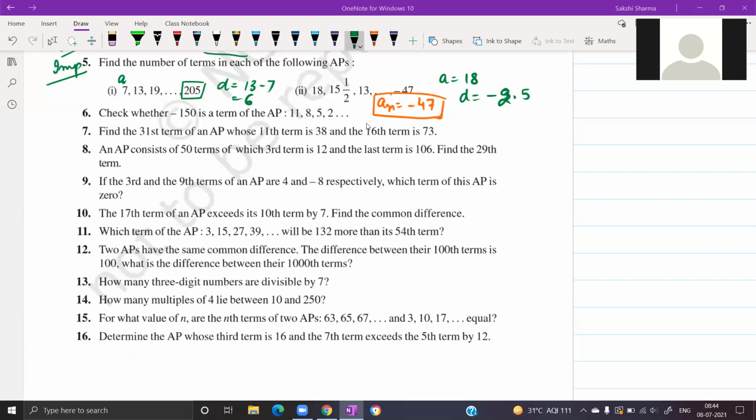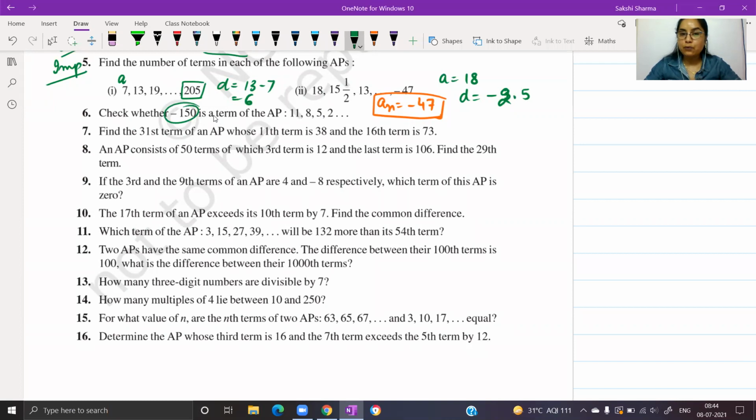Okay, ma'am. So question number 6 here, check whether minus 150 is a term of the arithmetic progression given. This is what I was talking about: you are given a number, and you have to tell whether it is possible to have this term in the arithmetic progression. If the sequence keeps going like this, will this be one of the terms? The first thing you can see is that the arithmetic progression is decreasing. Obviously there will come a point when we reach negative values. So we have to see if this term is possible there.